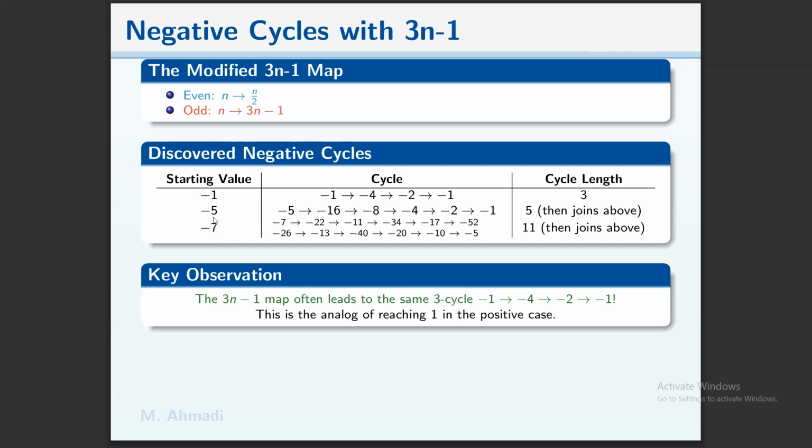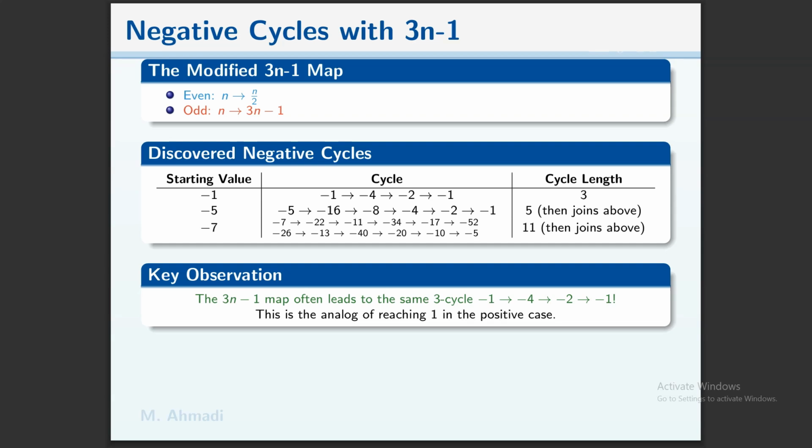If I start with minus 7, then we have the sequence minus 5, minus 16, minus 8, minus 4, minus 2, and then minus 1. After minus 1, it joins the cycle above with length 3. So starting with minus 7, the sequence goes into the above cycle, and finally ends in a cycle with length 3.